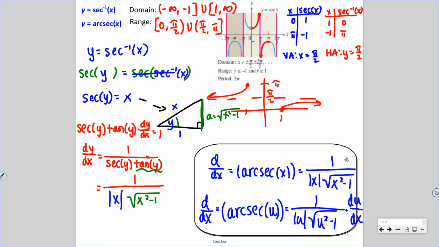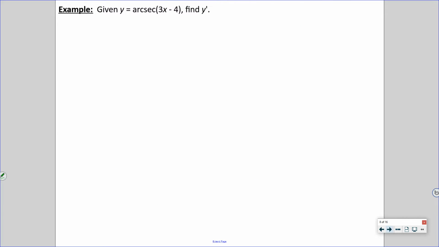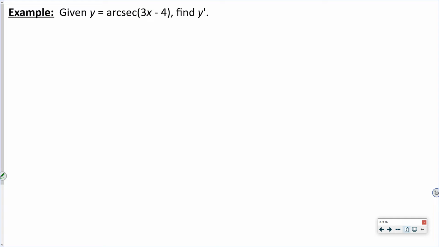Just derivatives in this lesson. We'll integrate in the next lesson, and then we're almost on chapter 5. Okay, so here I have the inverse secant of 3x minus 4. Simple question, just find the derivative.